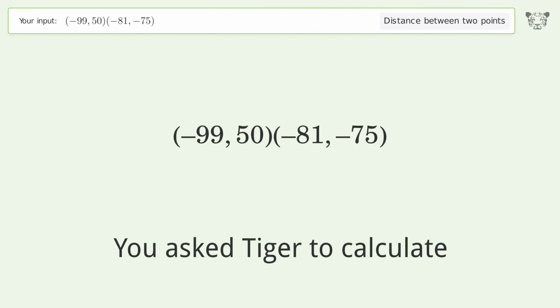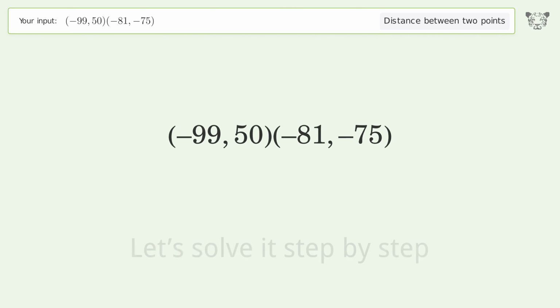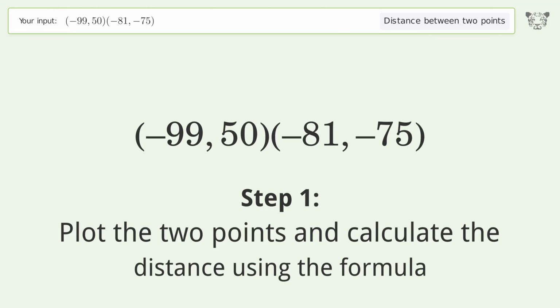You ask Tiger to calculate. This deals with the distance between 2 points. The distance between the 2 points is the square root of 15,949, or 126.289. Let's solve it step by step. Plot the 2 points and calculate the distance using the formula.